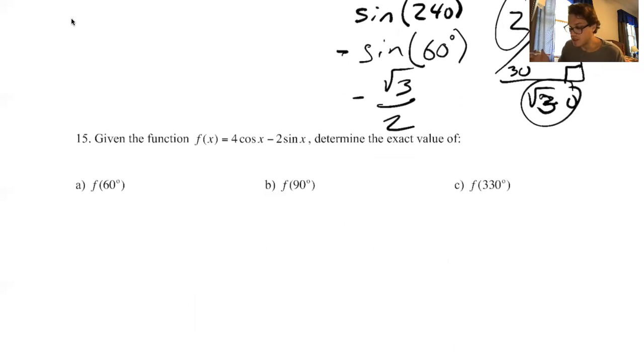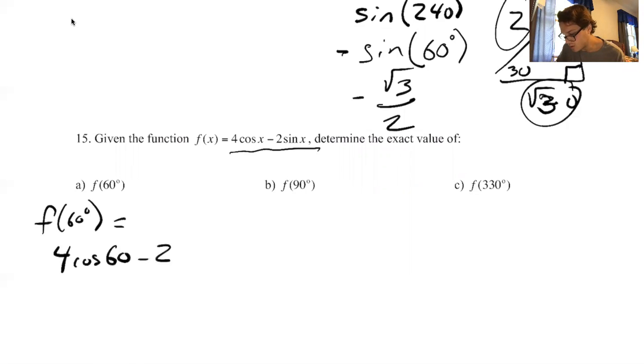I just want to look at number 15 just to remind ourselves what function notation is, but I'm going to allow you to finish those on your own here. It says, given the function f of x equals 4 cosine x minus 2 sine x, determine the exact value of, and then it gives a couple problems here. It says f of 60 degrees. Well, function notation here means just plug in 60 degrees wherever we see x. The function of x is 4 cosine x minus 2 sine x. X in this case is 60 degrees, so f of 60 degrees is just equal to 4 cosine of 60 minus 2 sine of 60. In this case, we can just go ahead and plug them in. We don't need to mess with reference angles here.